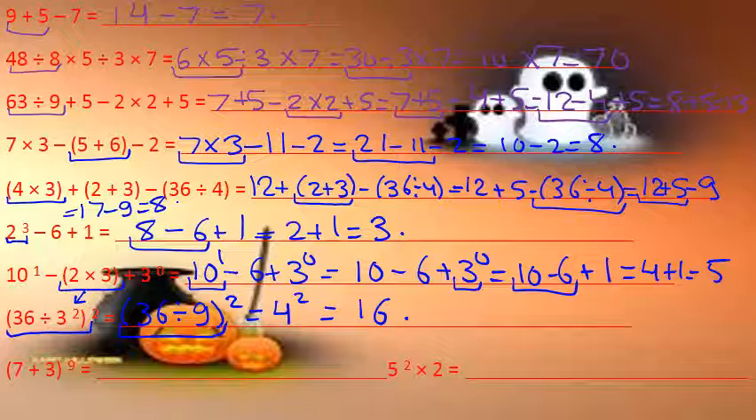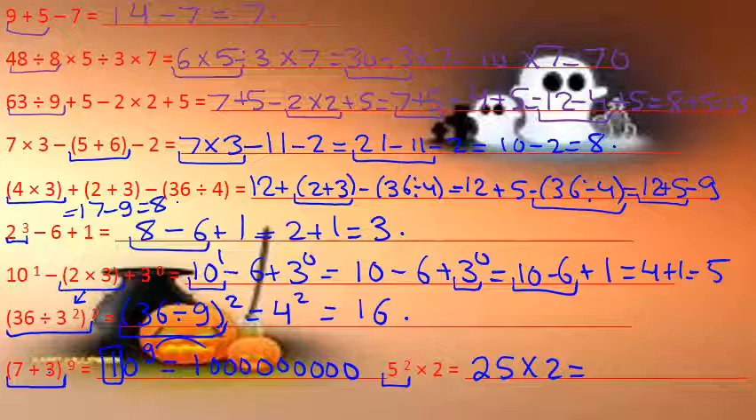Now 7 plus 3, all of it to the power 9. We start with the parentheses because it's the strongest. 7 plus 3 is 10, all of it to the power 9. It's a power of 10. We take 1 from the base and we add 9 zeros. 1, 2, 3, 4, 5, 6, 7, 8, 9. Now 5 squared times 2, we start with the exponent. What's 5 squared? It's 5 times 5, it's equal to 25. So 25 times 2, if we multiply, it's equal to 50.